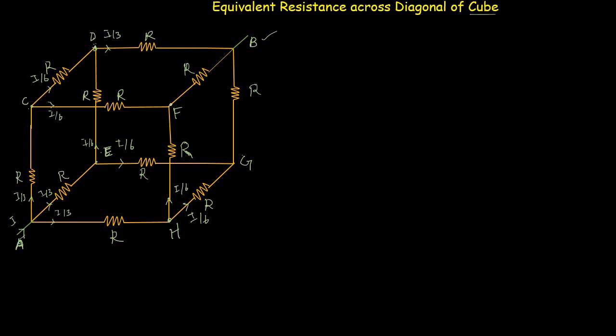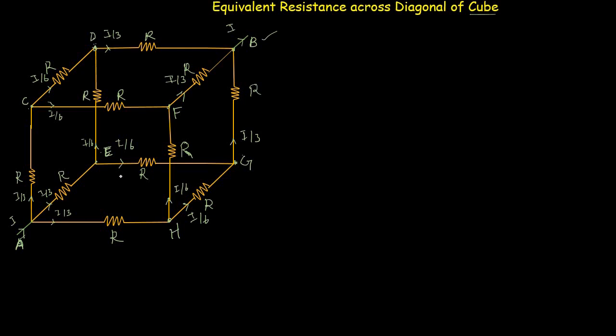And at node F, this current I divided by 6 and this current I divided by 6 will meet up again and make the current I divided by 3. At node G also, this current and this current will meet up and again make the current I divided by 3. Now at point B, these three currents will make the current I, which is the same current that is entering at point A. So we can say that there exists symmetry in this cube.